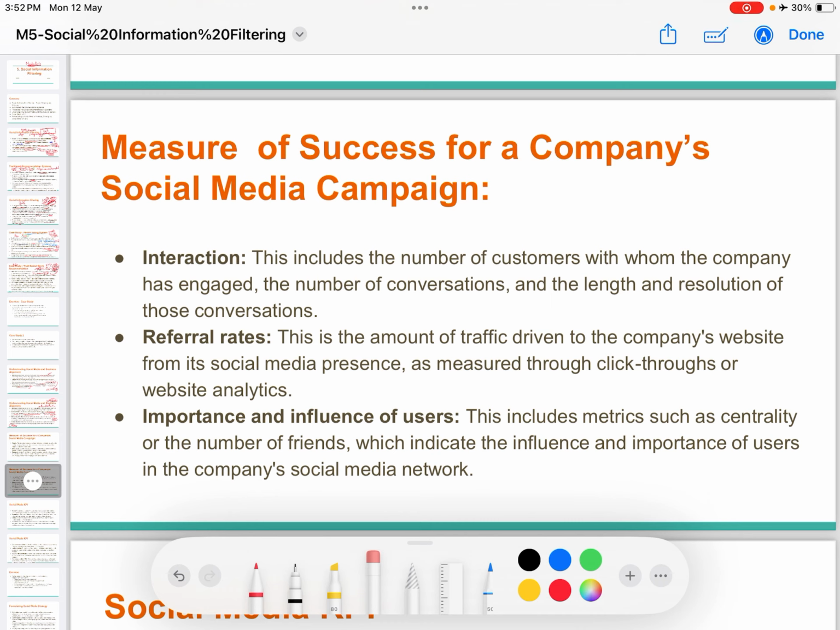Referral rates. This is the amount of traffic driven to the company's website from its social media presence as measured through click-throughs or website analytics. How many people clicked a particular link or visited the website with the help of social media presence. Importance of influencers. Importance and influence of users. This includes metrics such as centrality or number of friends, which indicate the influence and importance of users in the company's social media network.